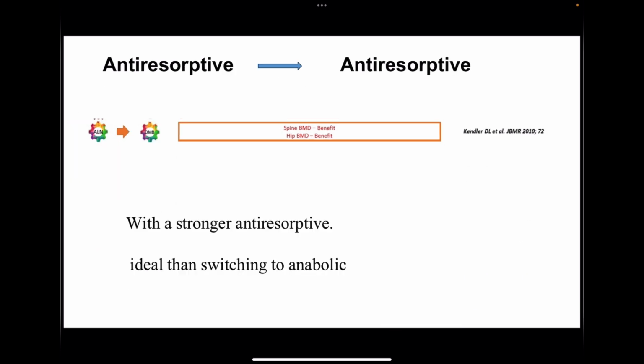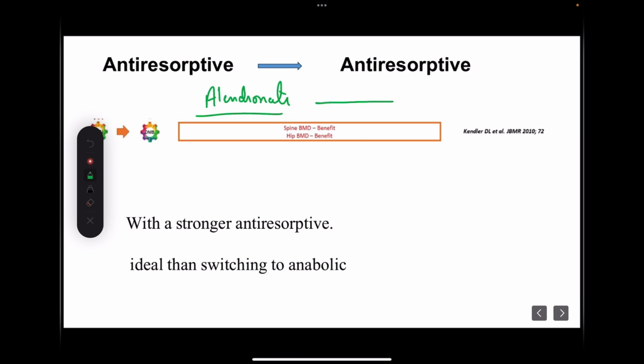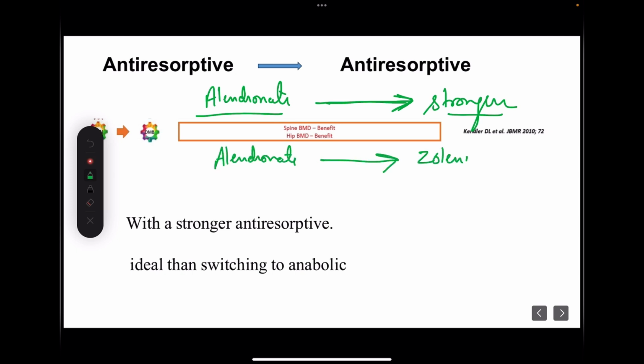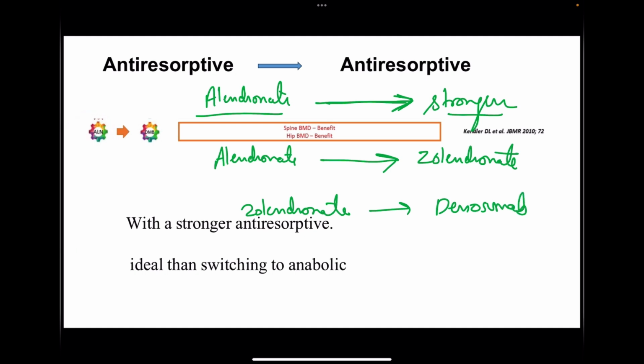Now coming to the next slide. If we have given anti-resorptives to the patient, like the patient was on alendronate, can we switch to some other anti-resorptive? The study says yes, you can, but always change it to a stronger anti-resorptive. Like if the patient was on alendronate, change it to zoledronate, not vice versa. Patient on zoledronate, change to denosumab. This is what the study says.